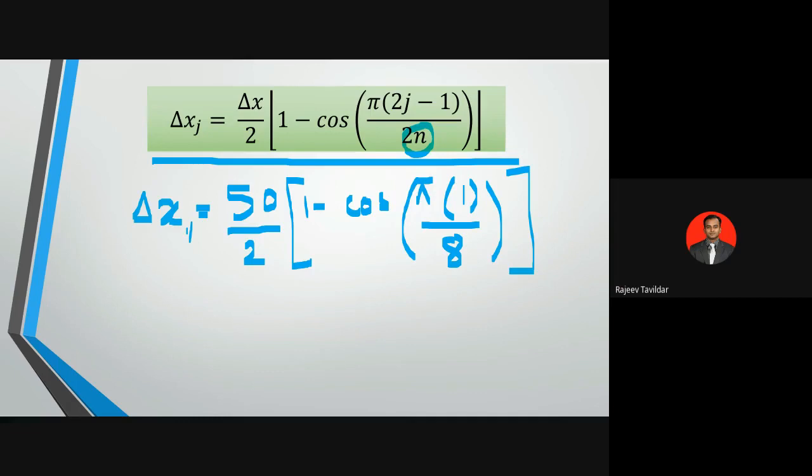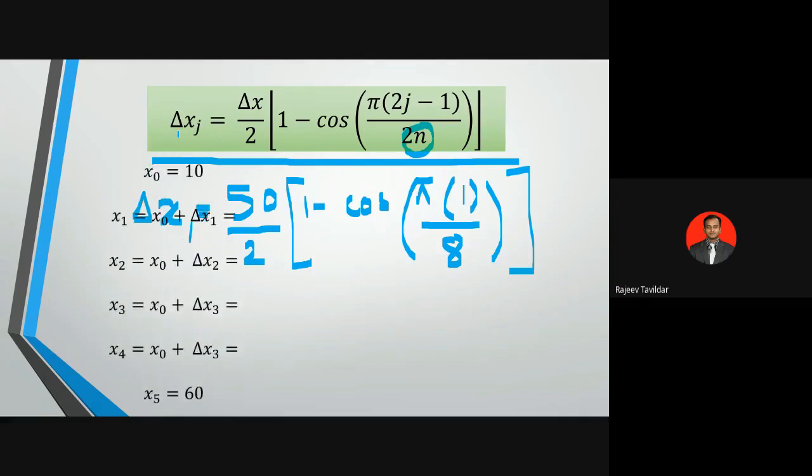Similarly, if I take delta x2, then only thing is j will change. And for delta x3, j will change. Like this, you will have to find out and let me know the answers over here.